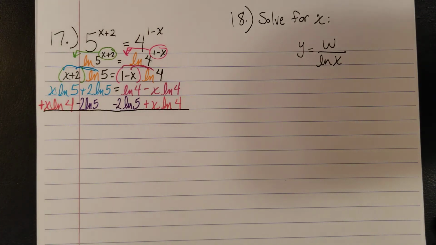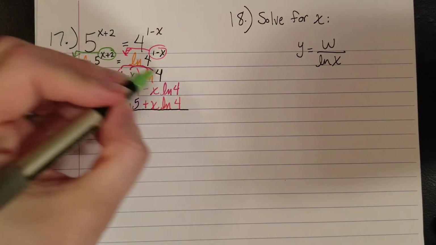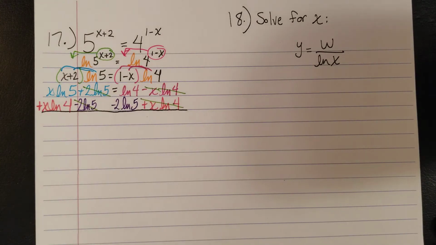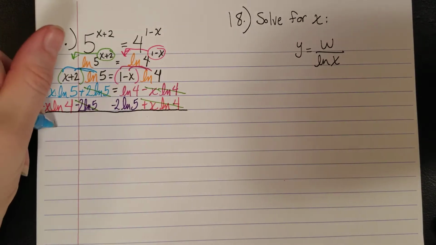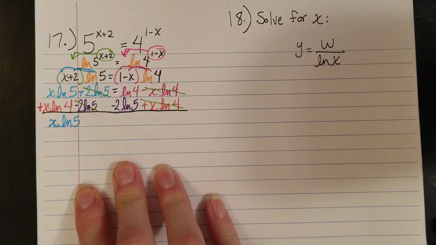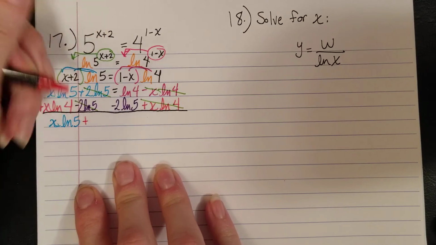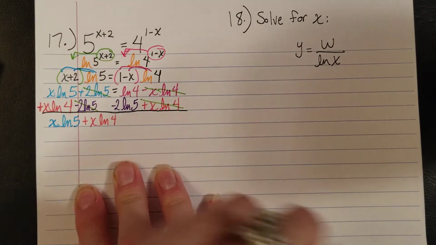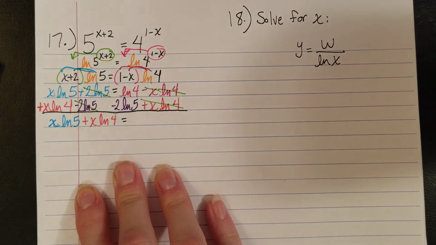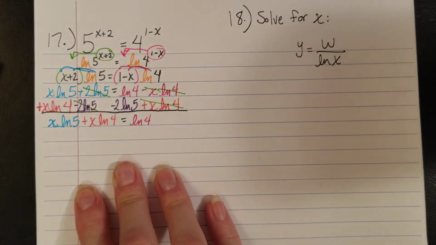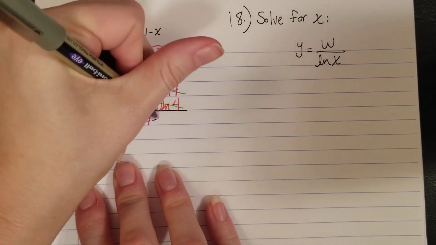Okay, so all right, so that would leave me with x ln 5 plus x ln 4 equals ln 4 minus 2 ln 5.